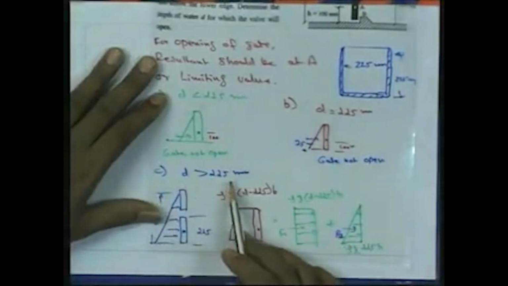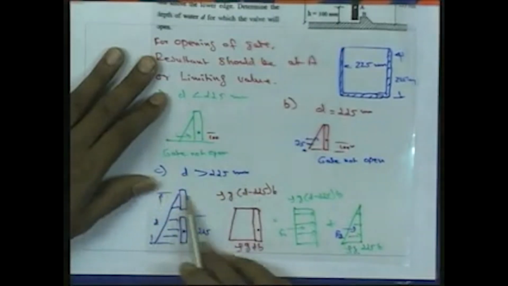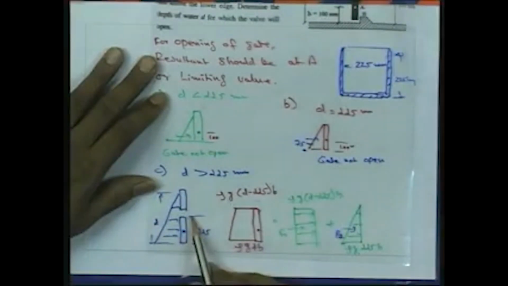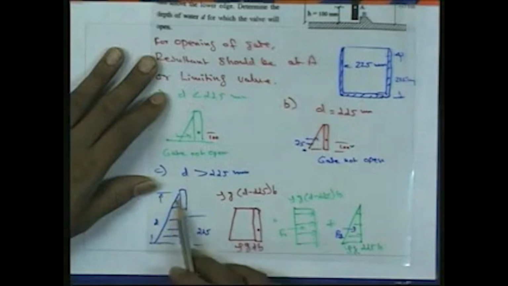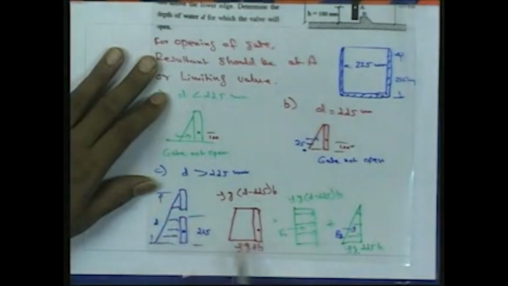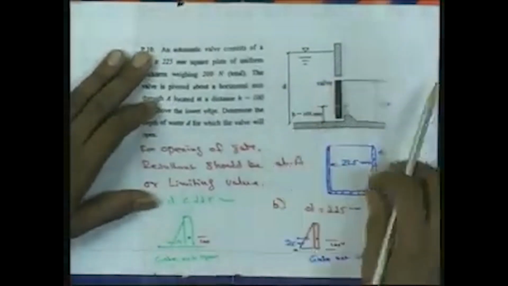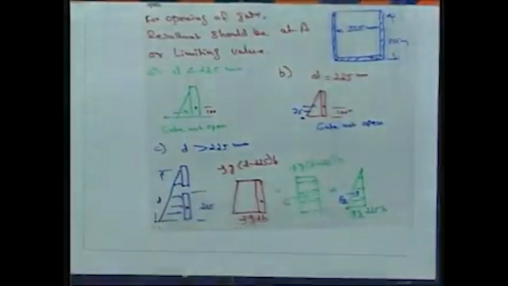The third case we will be considering is when D, the depth of the upstream water level, is greater than 225 millimeter. In this case the pressure distribution can be drawn like this. With respect to the gate, the downstream depth is up to 225 millimeter, and above that, with respect to the water, the pressure distribution will extend like this. And if we consider this particular location, you can see where the downstream height coincides with the upstream height.